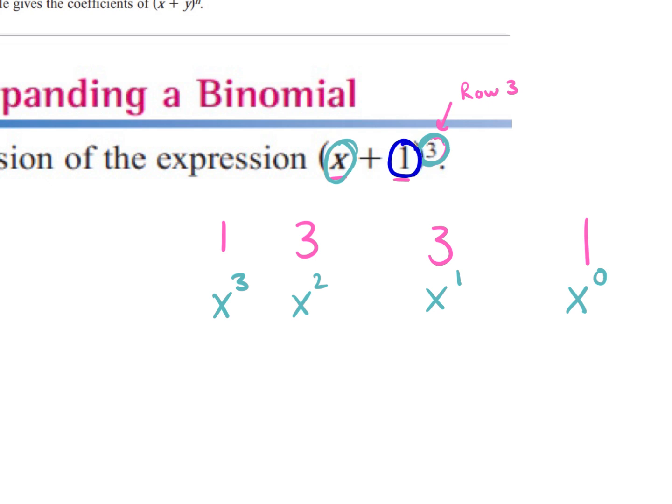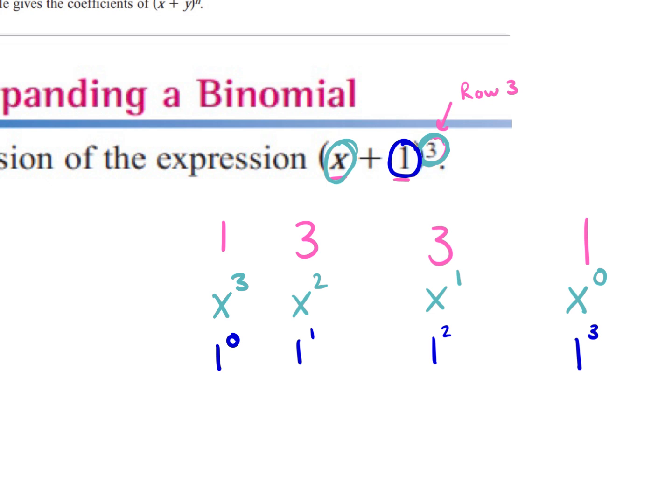Then we have 1. So that's going to have its own row here. I'm going to have a row of 1s. But it's going to be the opposite. We're going to start with 0 and go up to 3. So we have 1 to the power of 0, 1 to the power of 1, 1 to the power of 2, and 1 to the power of 3.